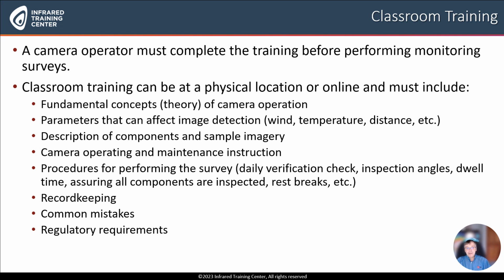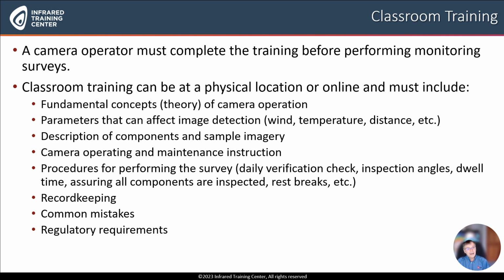Okay, and also some procedures for performing the survey. They still require a daily verification check. But they've simplified it. I've covered this in another webinar at some point, but basically, if your camera turns on, produces an image, and you can image like a butane lighter or a sample station, you're verifying that the camera has the ability to detect gas that day. Okay, and they're still requiring this. So every day you're supposed to perform a daily verification check, and they give you some latitude on that, of course.